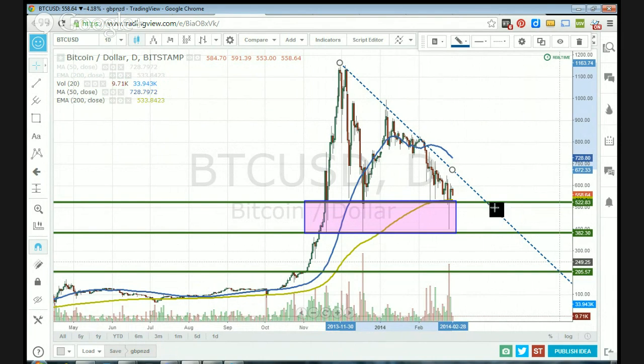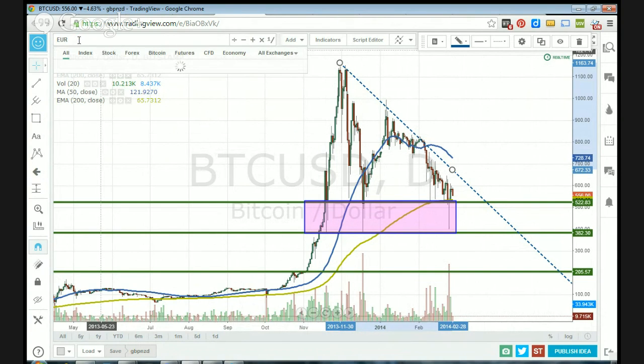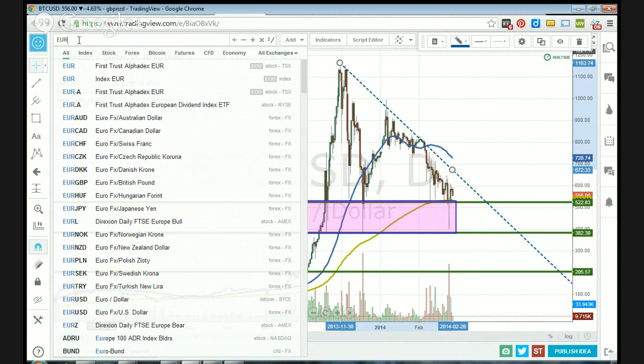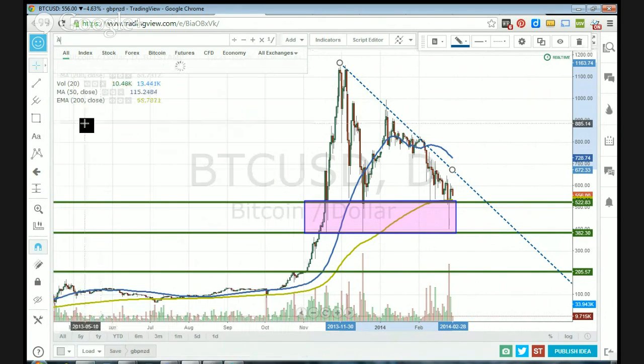Anyway, I'm not in Bitcoin at the moment. I generally don't. I like to trade other currencies better. I think they're safer and less volatile, and I can use more leverage and control my risk exposure that way. In terms of trades I have on at the moment, I just have one, which is Aussie Yen. Let's get that chart up.